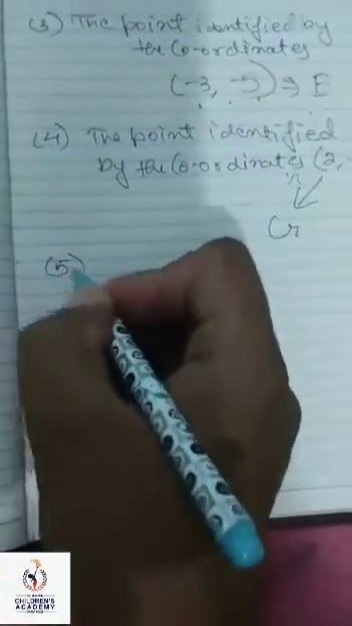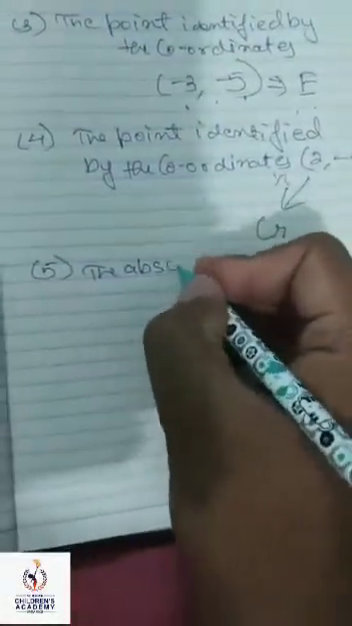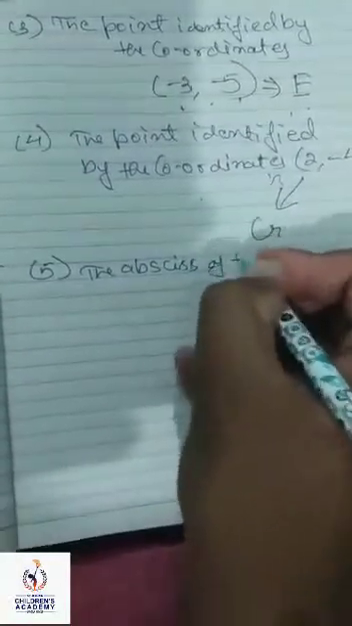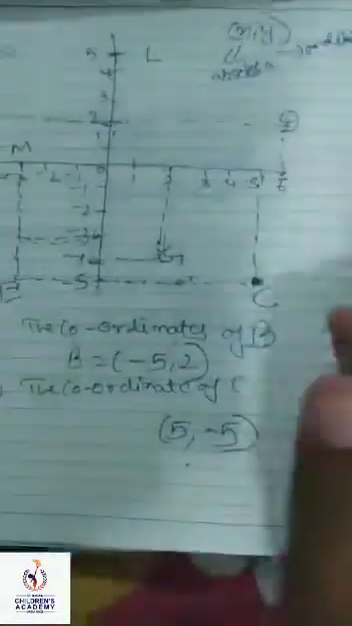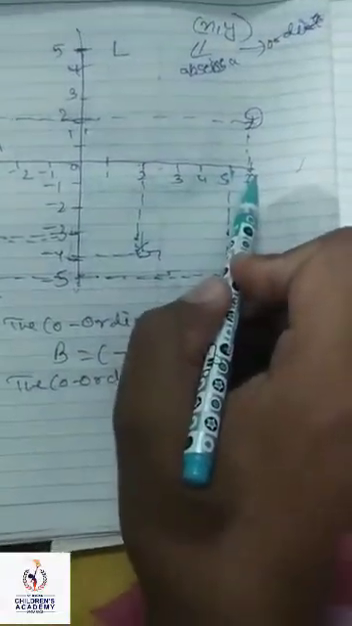Now question number 5th, the abscissa of the point D. So where is D? Here is D, and abscissa means x-axis. So on x, what is D? 6. So abscissa of the point D is 6.